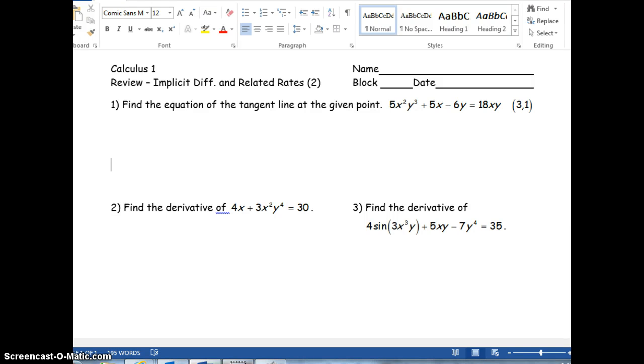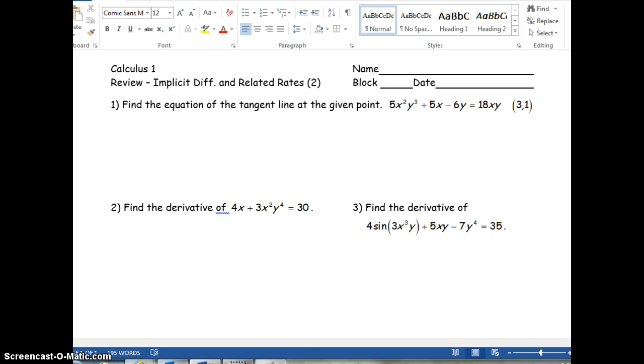This is the review video for the related rates unit. This is worksheet 3.6, review number 2. Number 1 here says find the equation for the tangent line at the given point. They give you 5x squared y to the third plus 5x minus 6y equals 18xy.